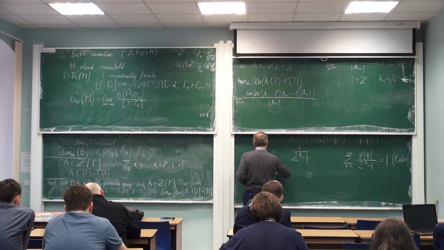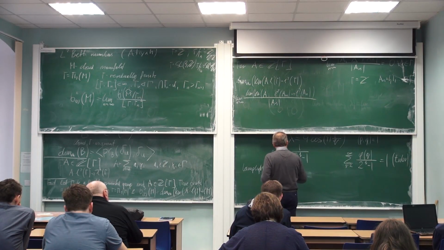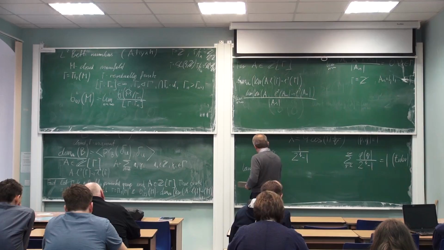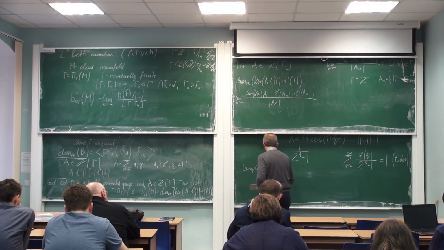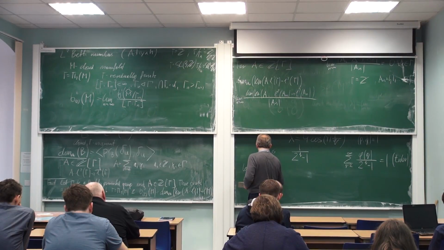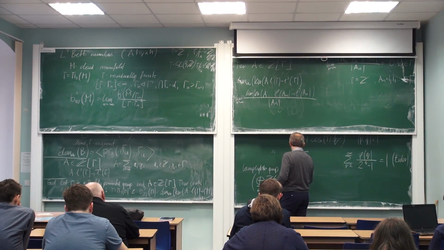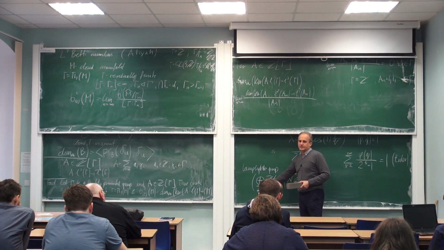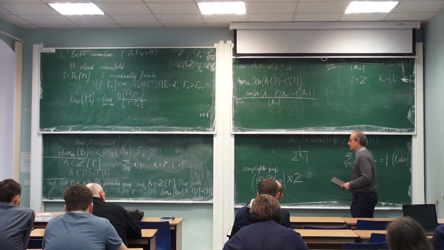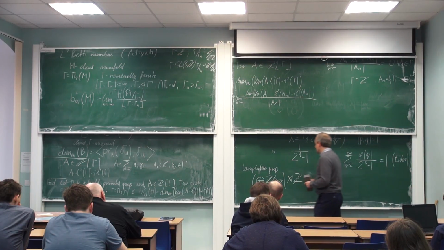The Lamplighter group. So its algebraic structure is the following one. It's a direct sum of Z mod 2 over Z, semi-direct product with Z.